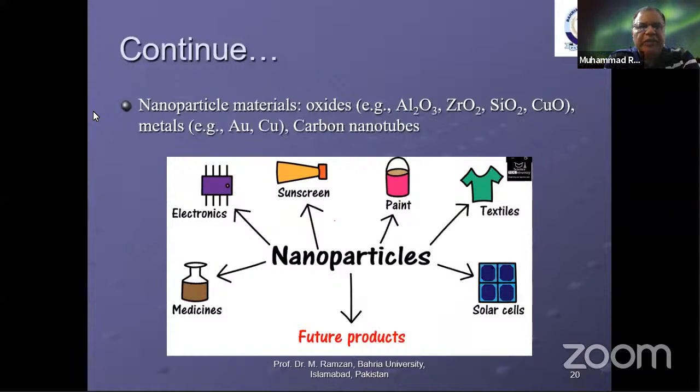Nanomaterials, as I said earlier, can be oxides, such as aluminum oxide, silicon hydroxide, and copper oxide, and metals such as copper, aluminum, or silver, and obviously carbon nanotubes.